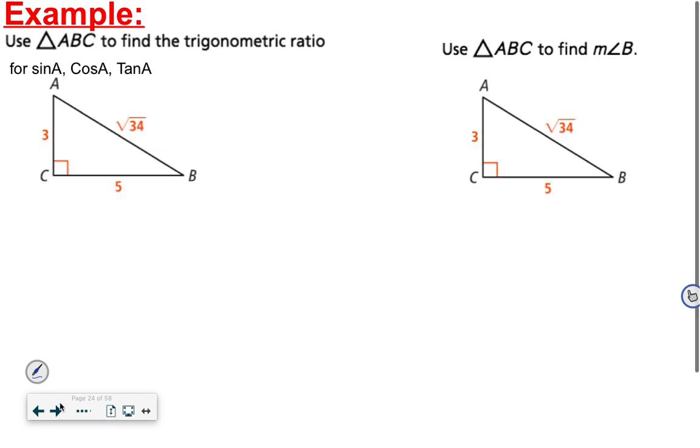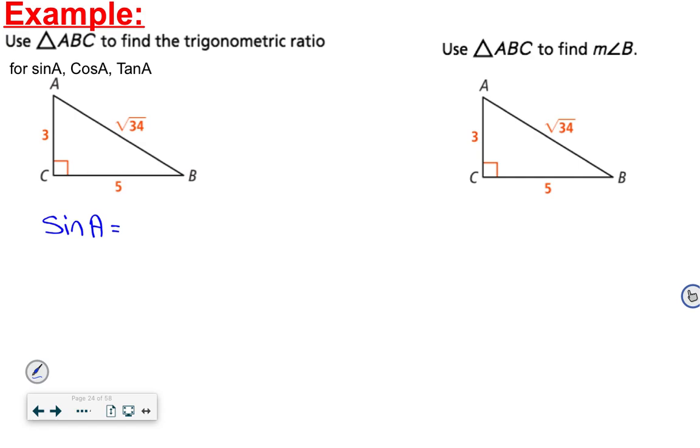Next question. Use the triangle ABC to find the trigonometric ratio for sine A, cosine A, and tangent A. For the next question, use the triangle ABC to find the measure of angle B. So remember that, ladies and gentlemen, sine A. What was the sine function? How can I find the trigonometric ratio?